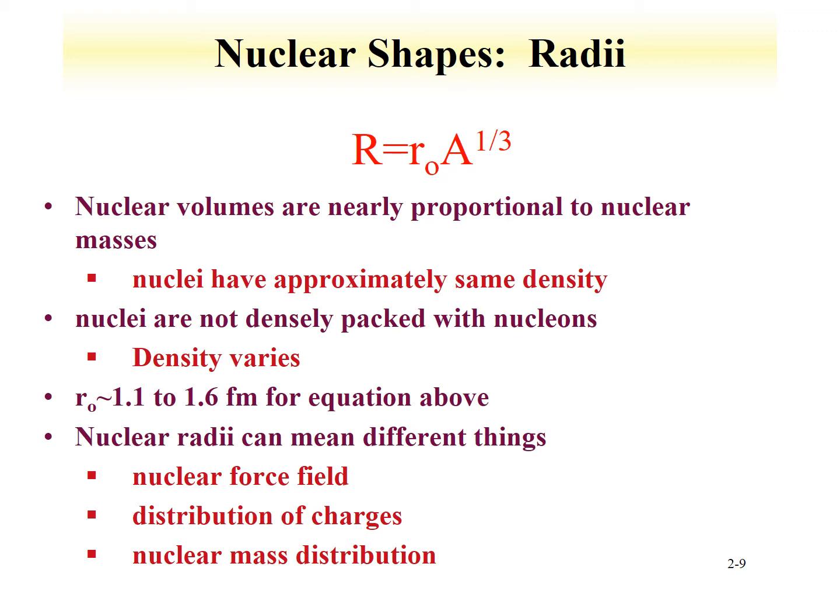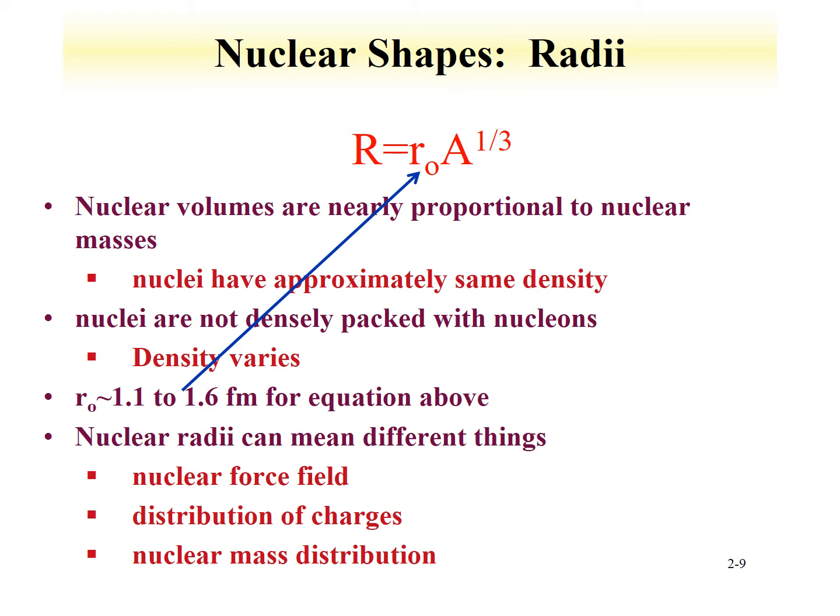Right, let's further our discussion on nuclear shape. We brought this up a little bit earlier when we talked about the non-compressibility of nuclei in the liquid drop model. But there's an equation for nuclear shape or nuclear radii that's shown here. And all it is is that you're basically stating that volumes are nearly proportional to the nuclear mass, because the nuclei all have about the same density. You're filling up something with more and more nucleons, it's going to expand.